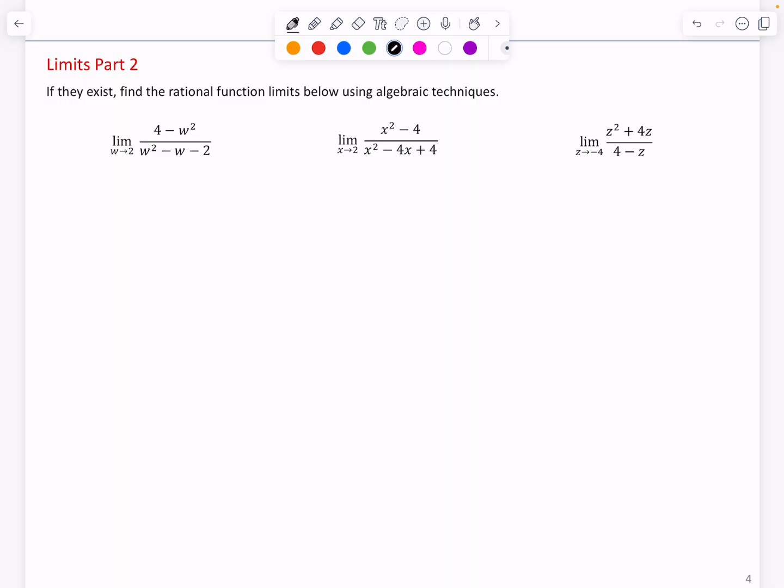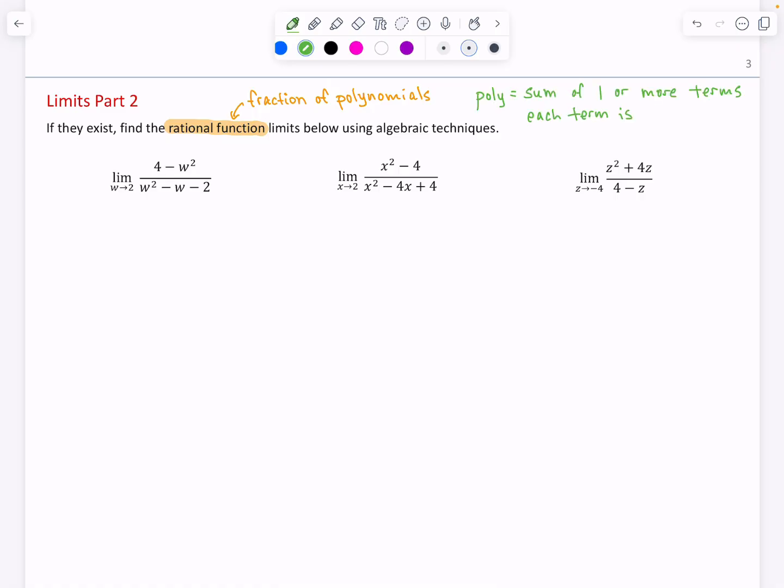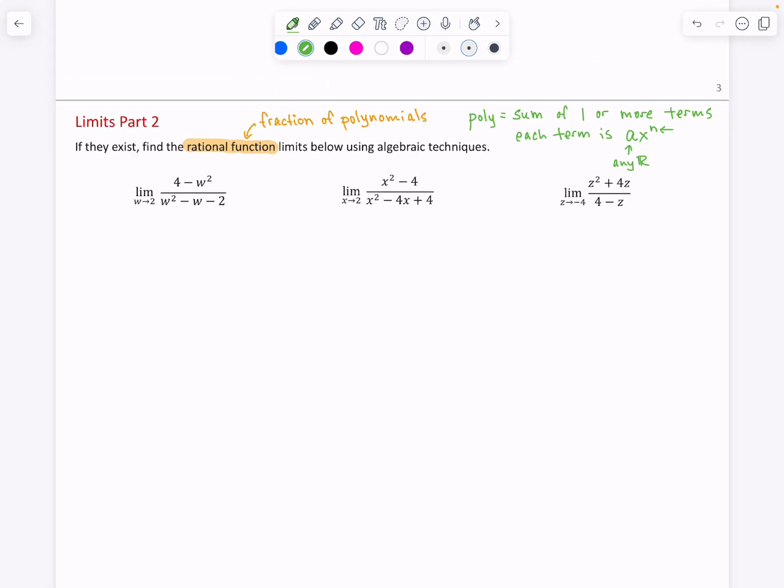If they exist, find the rational function limits below using algebraic techniques. Now, a rational function, quick review. This is a fraction of polynomials. And a polynomial is a sum of one or more terms, and each term has the form ax to the n, where a is called the coefficient and can be any real number, but the exponent n must be a whole number. Whole numbers are 0, 1, 2, 3, 4, etc., the counting numbers.